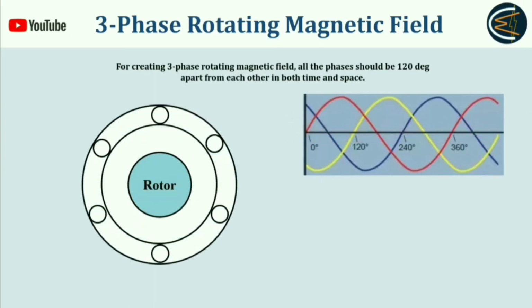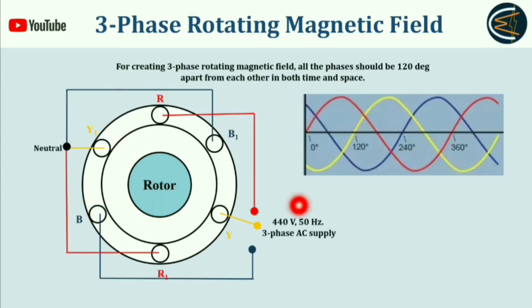Now suppose this is a synchronous machine, either an alternator or a synchronous motor. This is the rotor and the outer circumference is the stator, and inside the stator there are some small circles, and these small circles indicate the stator slots through which the conductors are passed.